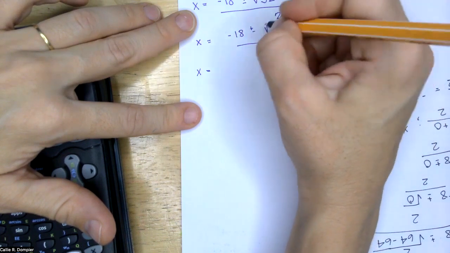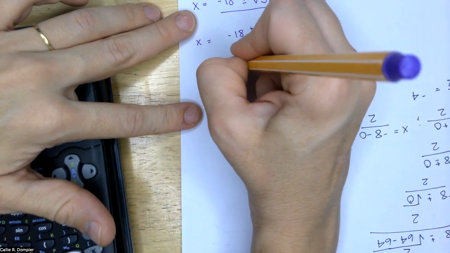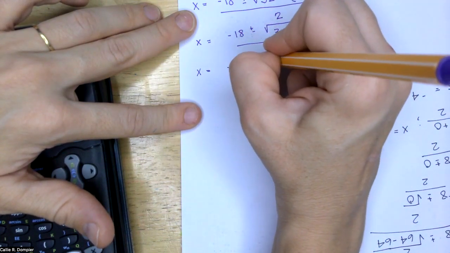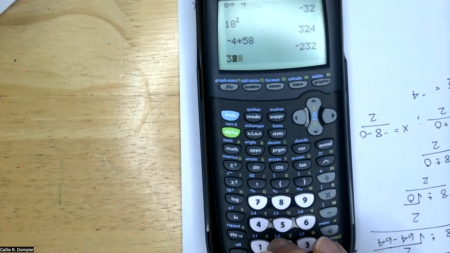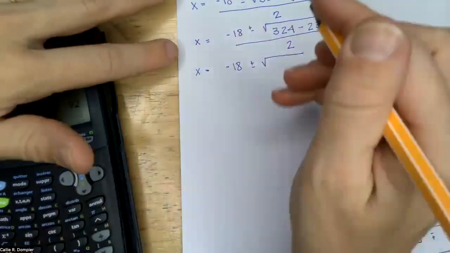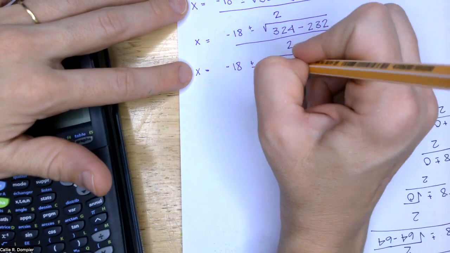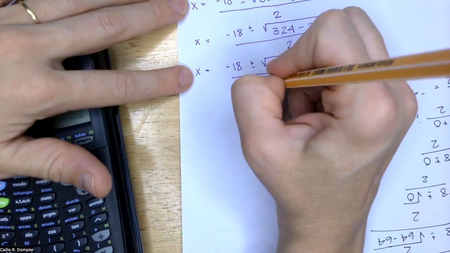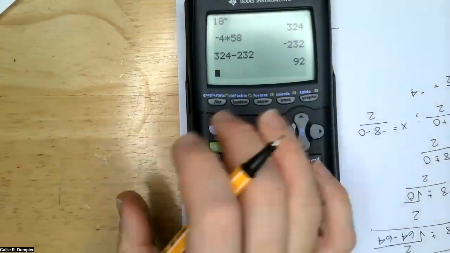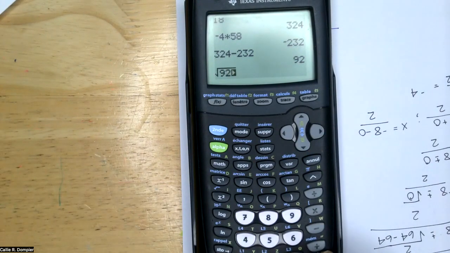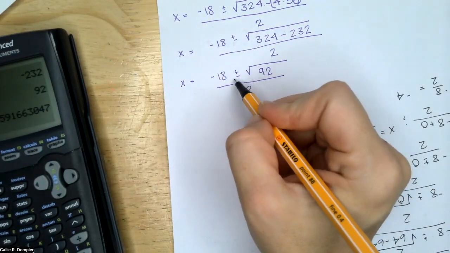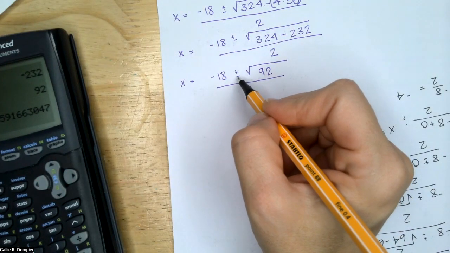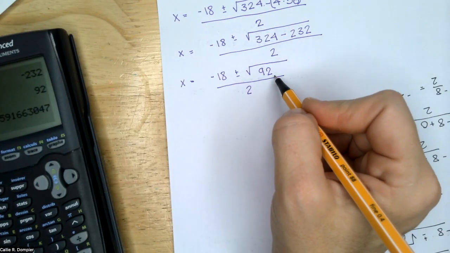Let's work under the radical. X equals negative 18 plus or minus the square root of 324 minus 232, which is 92. So the square root of 92 divided by 2. Okay. Is 92 a perfect square? It is not. So before we separate them into plus and minus, we want to make sure we can't simplify 92.